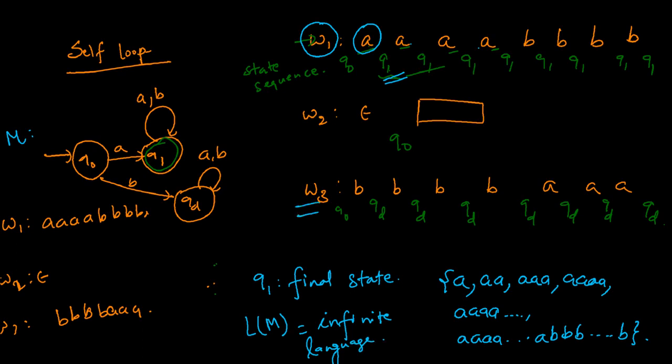W3 starts from B, it goes to the dead state. It's clear that W3 does not belong to the language of M. So you see QD, the dead state, being repeated. Because the dead state represents all those strings that are not part of the language. This is the difference that I am trying to establish here. Okay, so what conclusion do you make?